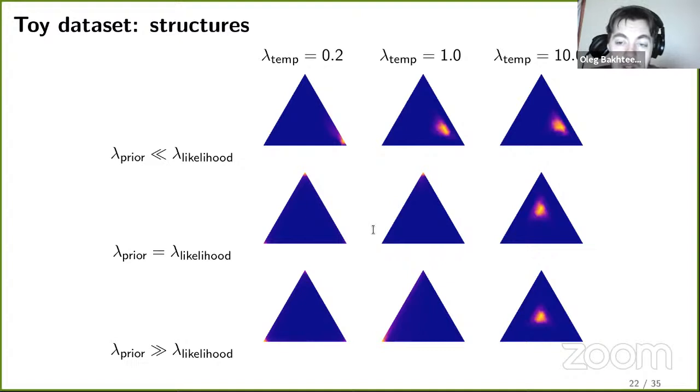When the temperature is very low, the model optimization problem is similar to the discrete one. For the temperature rather high, we see that the model structure is concentrated in the center. So the higher we get a temperature, the more the structure probability mass is concentrated in the center of the simplex.